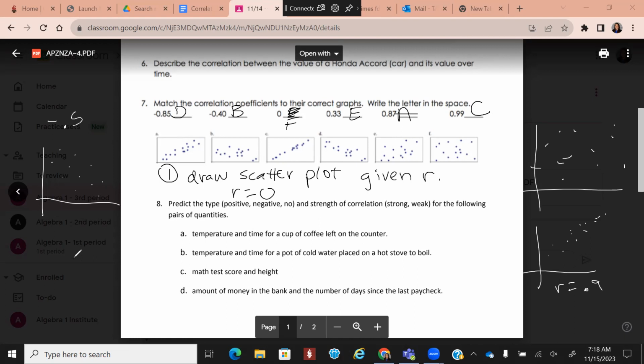Okay. So everybody understand how to draw that scatter plot. It's either going positive or it's going negative. If it's closer to 1 or negative 1, it's going to be closer to that line. It's going to create a straight line. Does everybody understand? That's all you're doing for the first question.